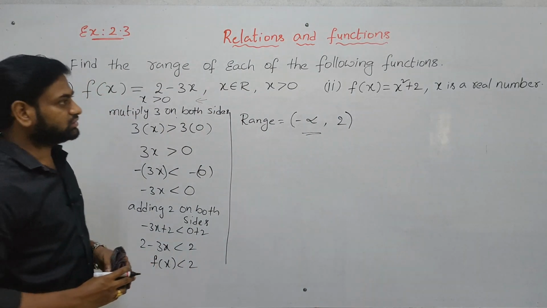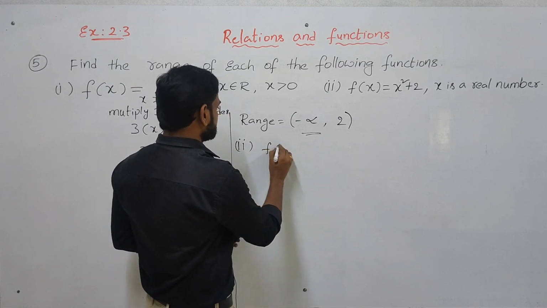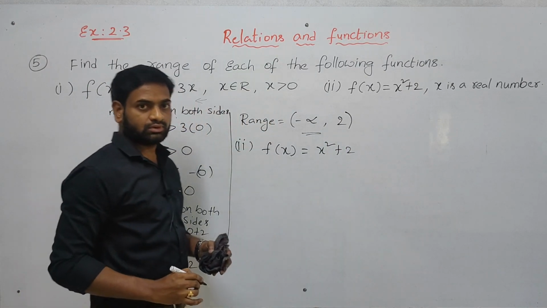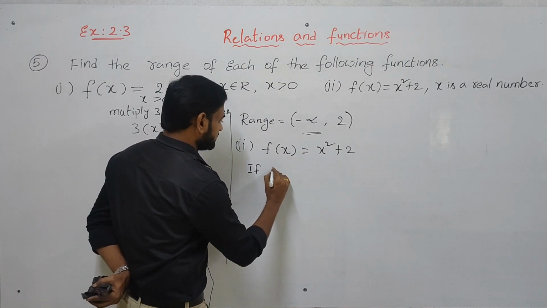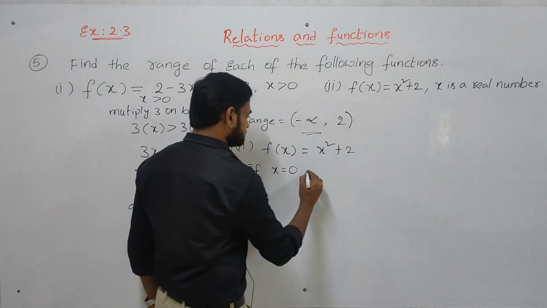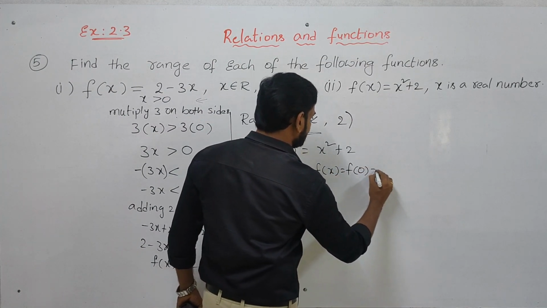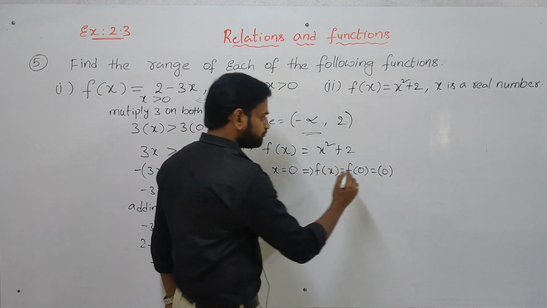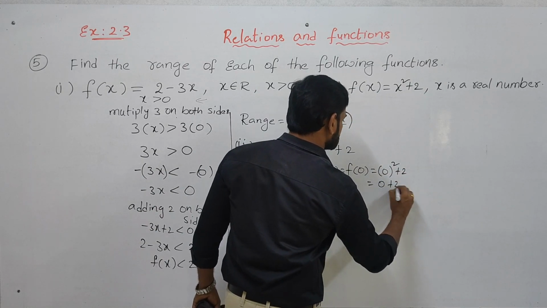Next, what about the second problem: f of x is equal to x square plus 2. Now see here, for example, I am taking the x value 0. Now what is the f of x value? f of x is equal to f of 0, that is 0 square, substituting x value 0 here, 0 square plus 2. So 0 square is 0, plus 2, that is 2.